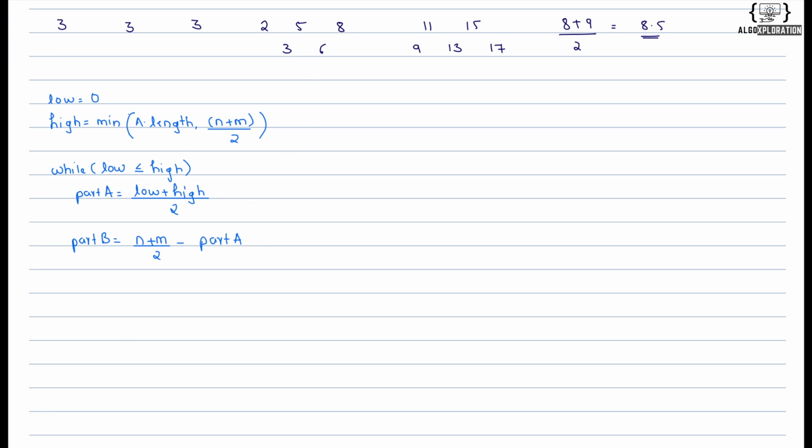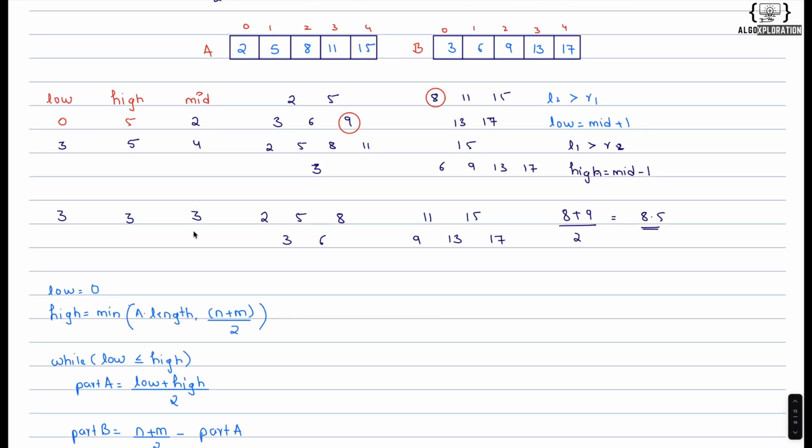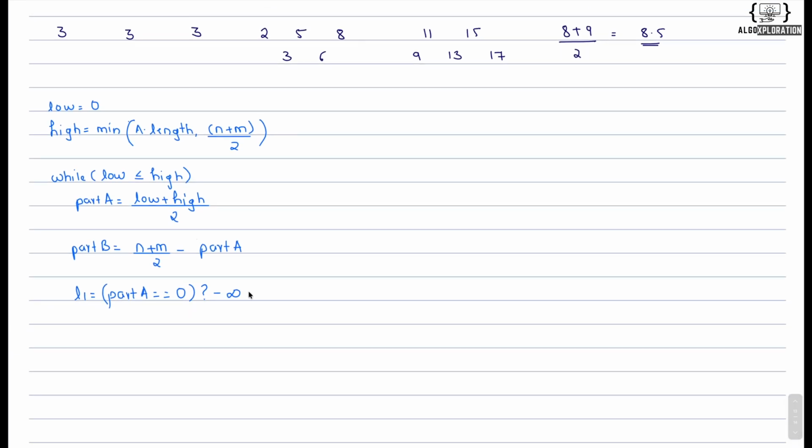Now after that we need to find L1 and L2, R1 and R2. Now L1: if partition A is turning out to be 0, that means no elements are taken from array A. At that time, the value of L1 will be minus infinity. Why minus infinity? Because we need to find the maximum from the first section.